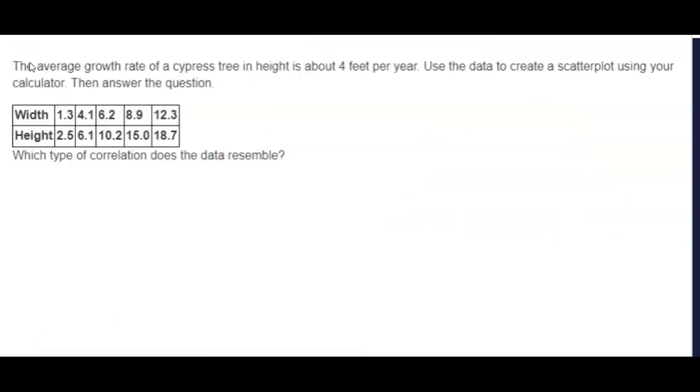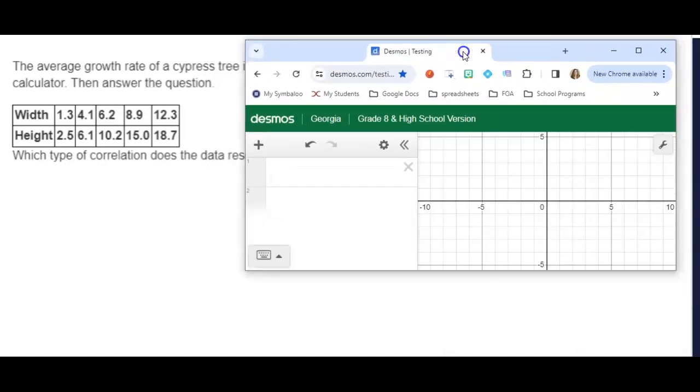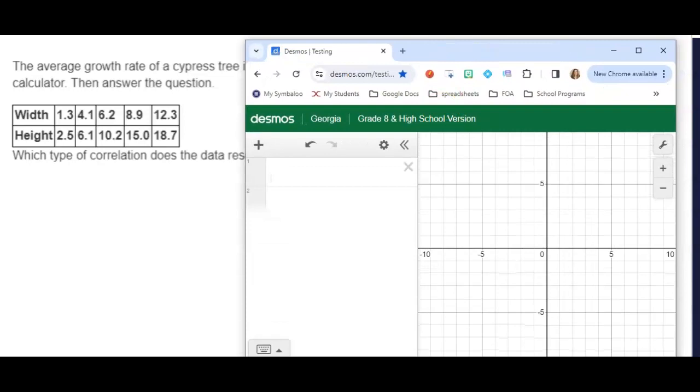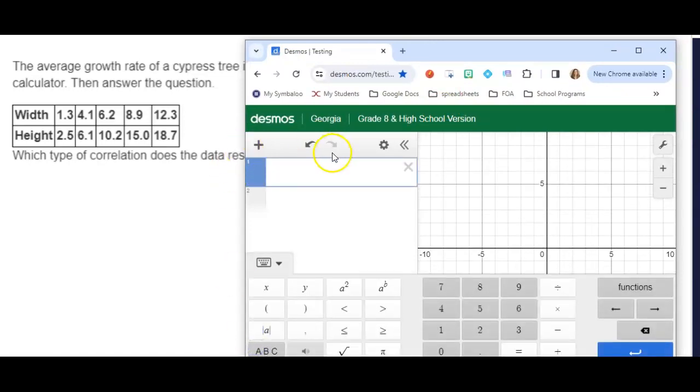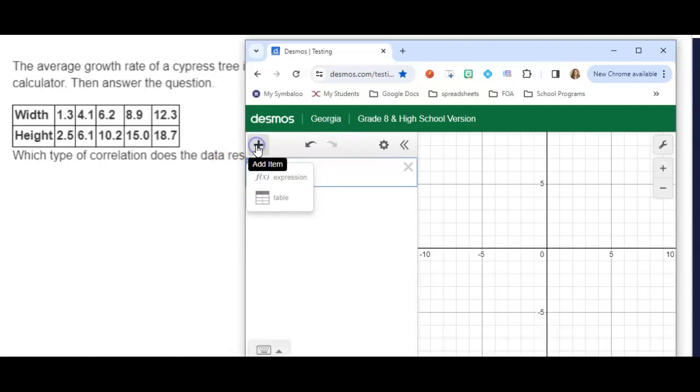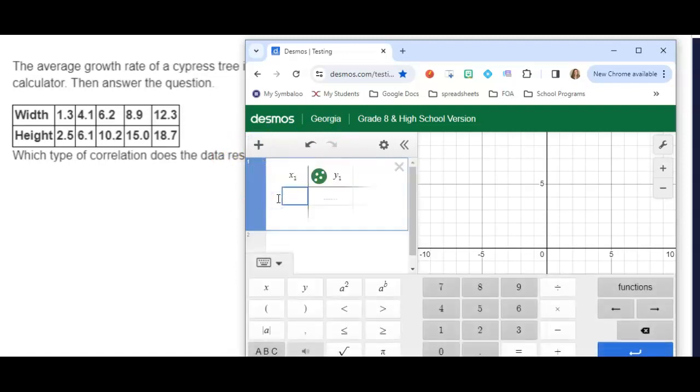All right, the average growth rate of a cypress tree in height is about 4 feet per year. Use the data to create a scatter plot using your calculator. Then answer the question. Which type of correlation does the data resemble? Okay, so it tells you to use a calculator. So let me make sure that you know how to use the calculator. So I'm going to pull the Desmos calculator over. If you want to put a table in, you need to hit this plus sign where it says add item, and then you want to add a table.